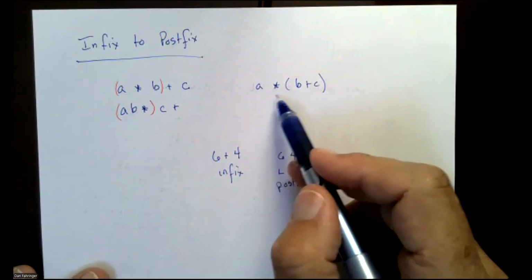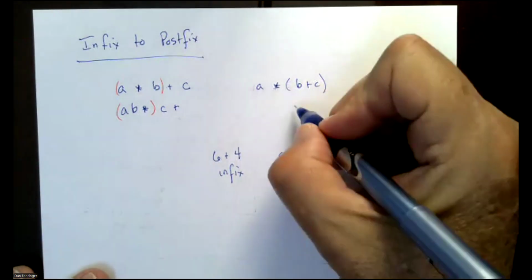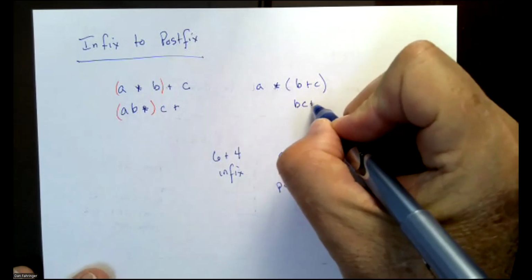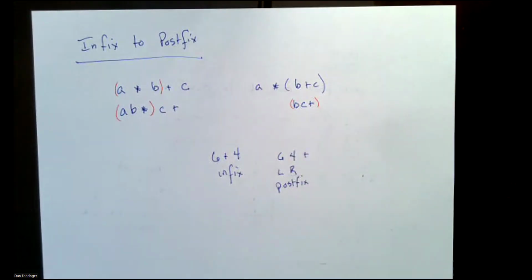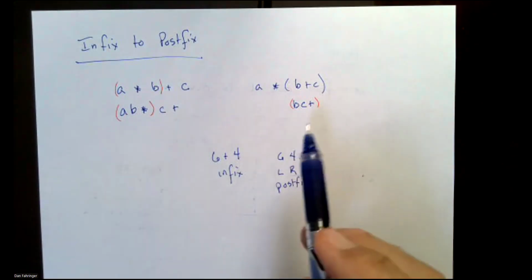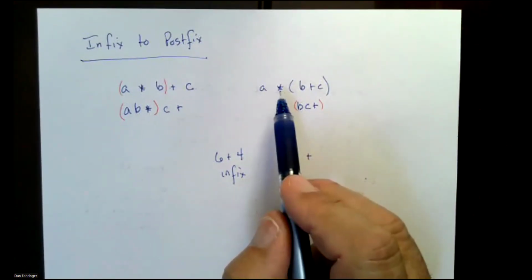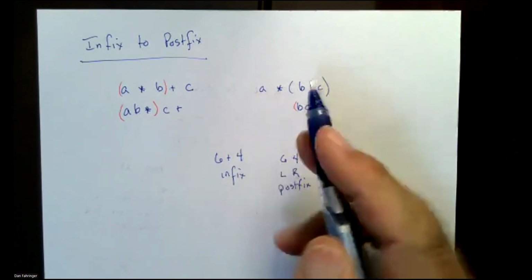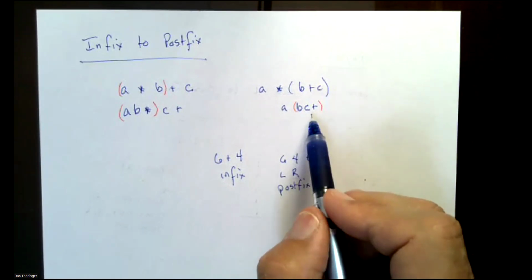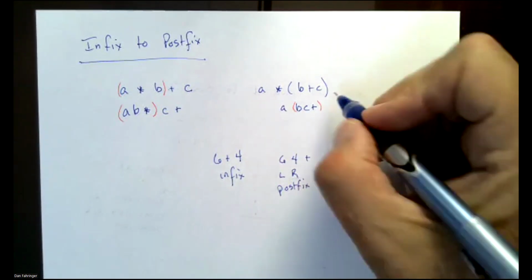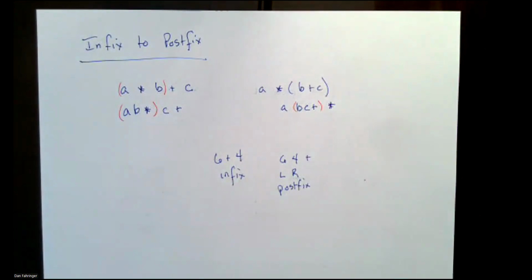This one says, uh-oh, do this first: B, C, plus. So it becomes its own little thing. Took care of the plus. Come to the multiplication. Do the left, which is A. Do the right, which is B plus C. Do the multiplication. Interesting. Very, very interesting.